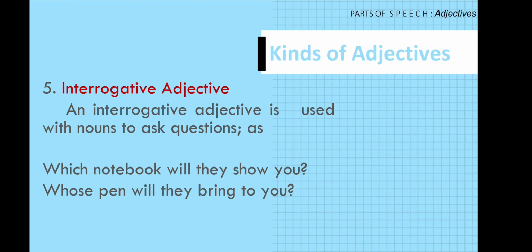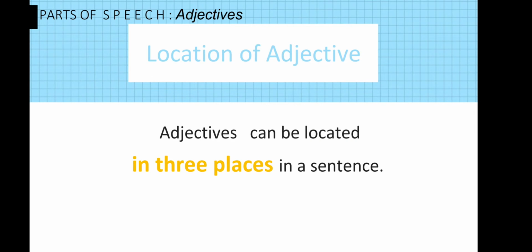So, here, we have: which notebook will they show you? It follows a noun. Whose pen will they bring to you? Okay? It follows a noun. And the which and whose here are modifying the noun next to them. Okay? So, let me give you the last example.